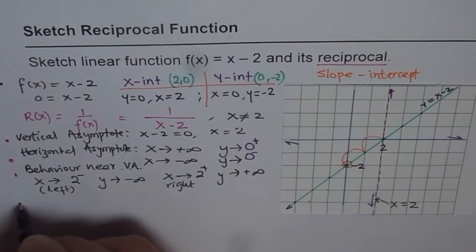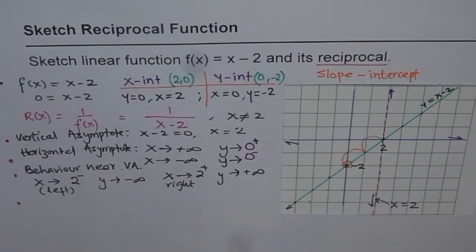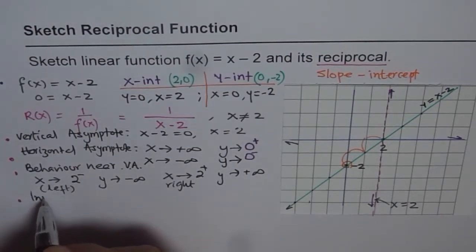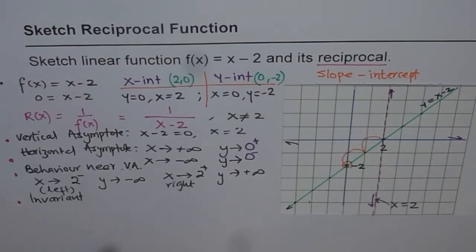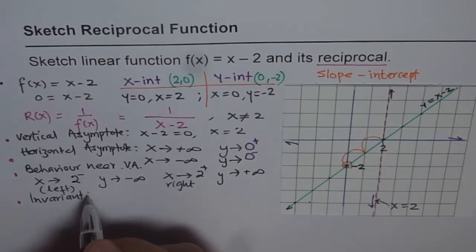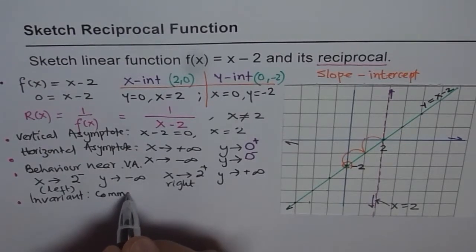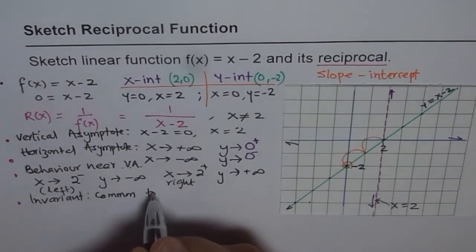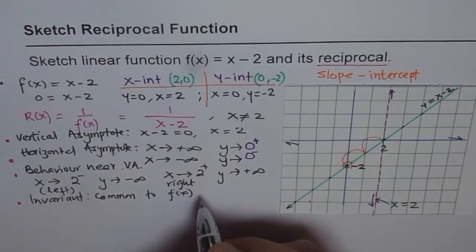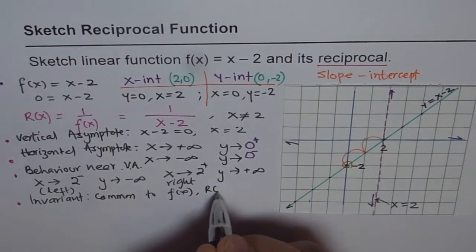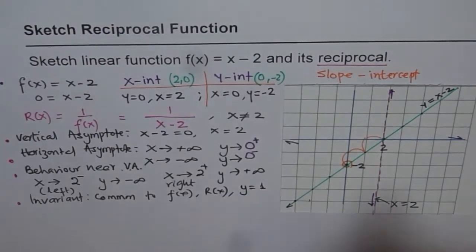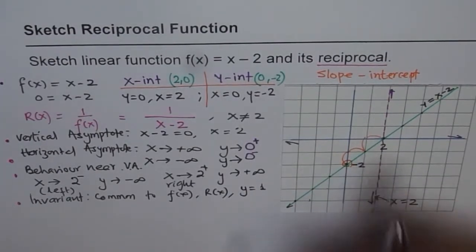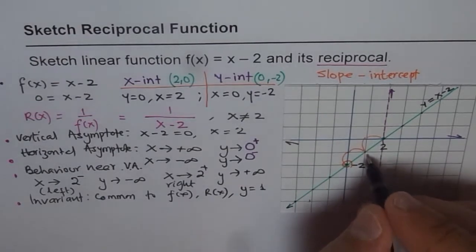Then another critical point which we should consider is invariant points. What is invariant? Invariant points are points which are common to both f(x) and the reciprocal, r(x). So that happens when y equals 1. So when y equals 1, we have these points, right? Let me circle them for you.